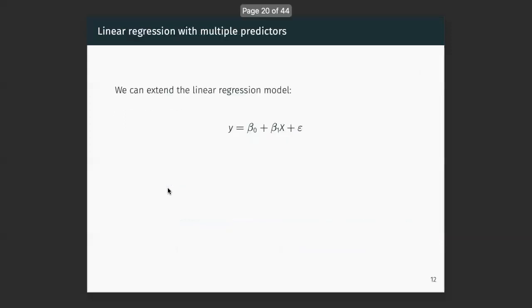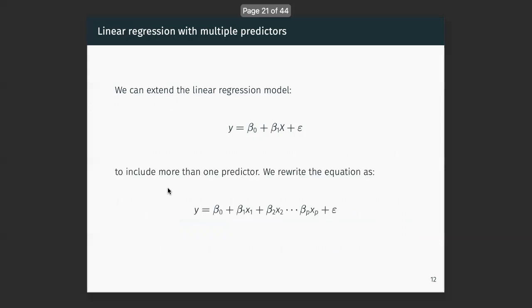Okay, so let's get to new content. That was all review. Linear regression with multiple predictors. So we can extend our basic linear regression model, y equals beta 0 plus beta 1 x plus epsilon, to any arbitrary number of predictors. There's no reason that we can only have one x. We can make this multi-dimensional.